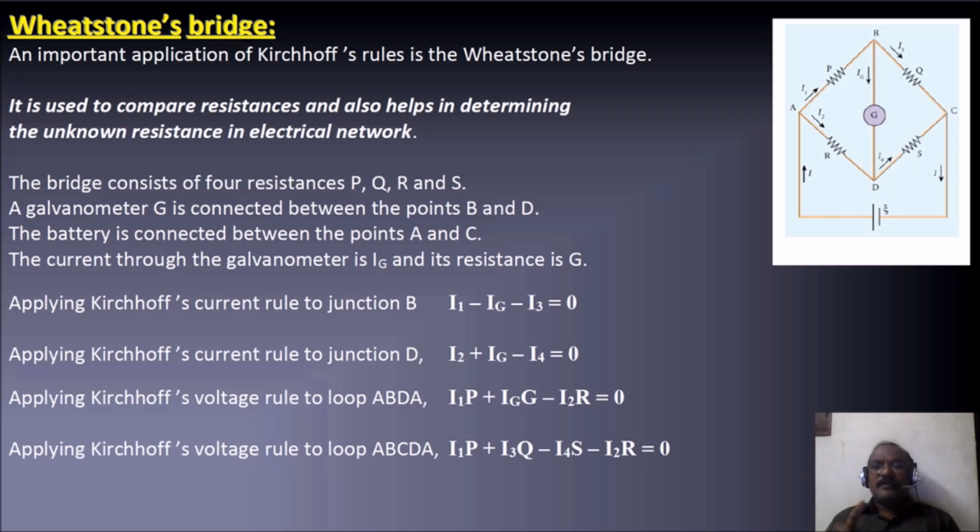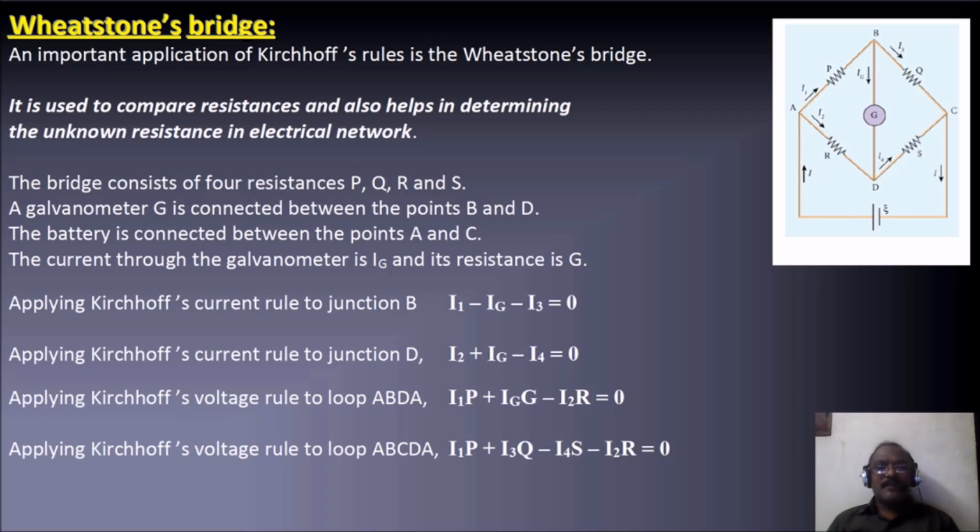Here we have resistors like P, Q, R, S. Usually this P is a branch where we connect the unknown resistance to find its value. The remaining R, S, Q will be usually known to us. The specialty of galvanometer is it can show the magnitude of the current as well as the direction, unlike an ammeter. Ammeter shows only the magnitude of the current, but galvanometer shows both magnitude and direction.